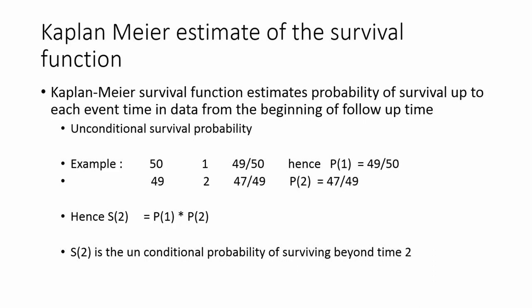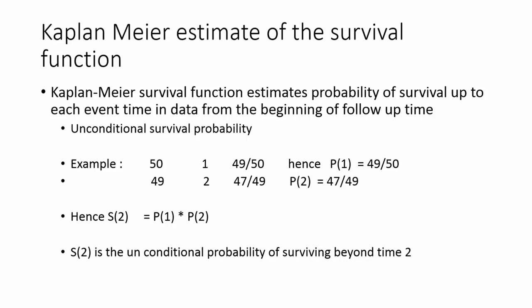People enter the study at time 2. Out of 49, 2 people die at time 2. So what's the conditional probability that you are going to survive beyond time 2? 47 by 49. But the survival function, or survival probability, is actually the unconditional probability, not the conditional probability.